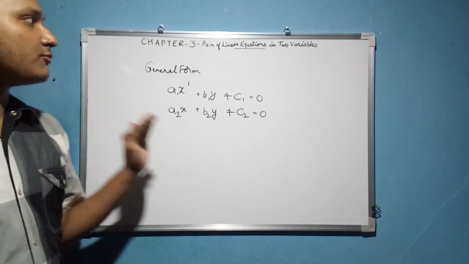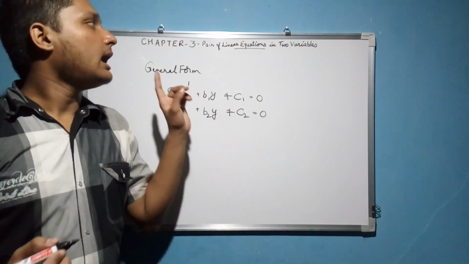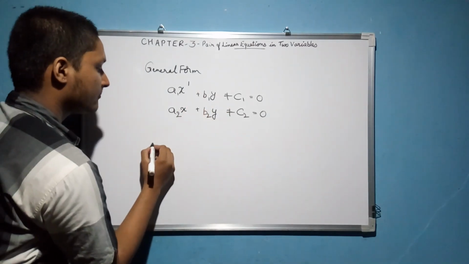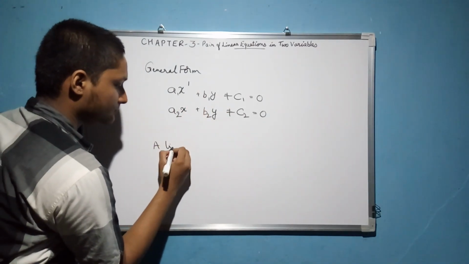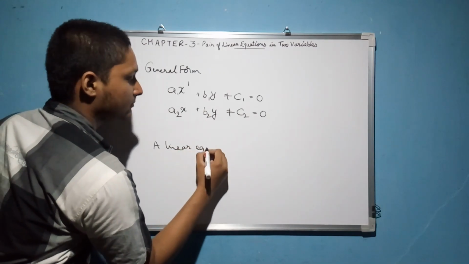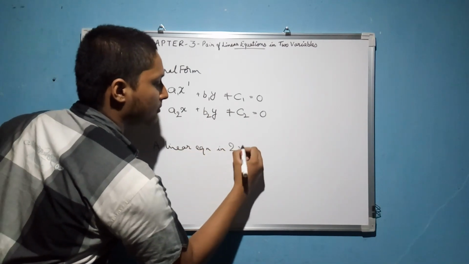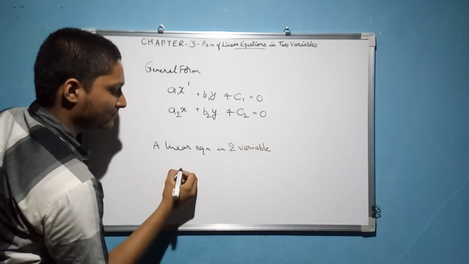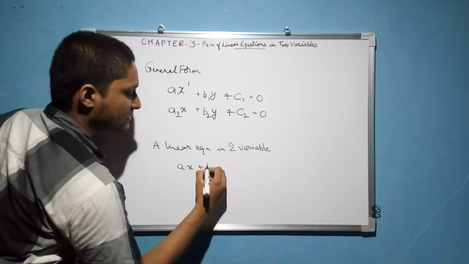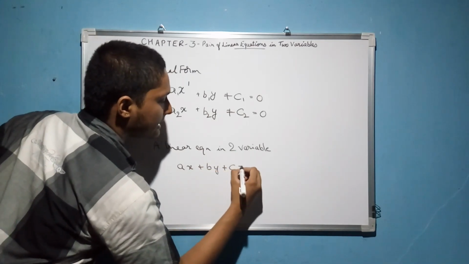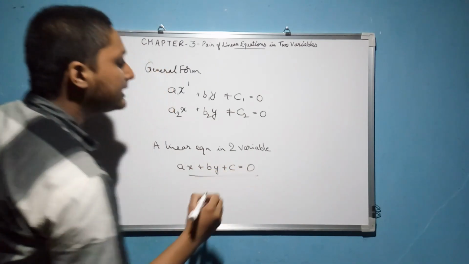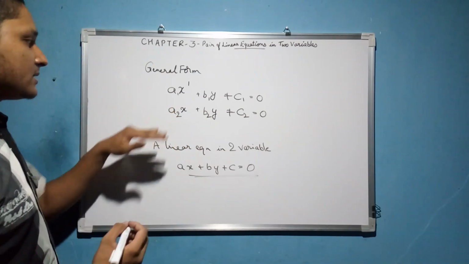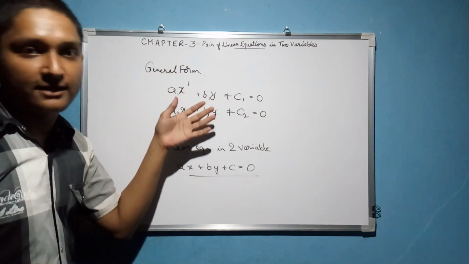Generally, if you consider a linear equation, not a pair, a linear equation in two variables, it comes to be ax plus by plus c is equal to 0. First we will deal with this and then later on go to the pair. I'll tell about this once more.